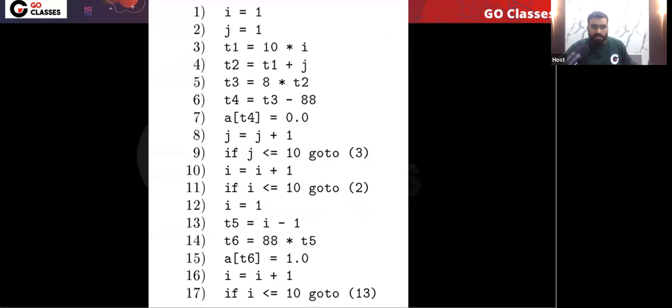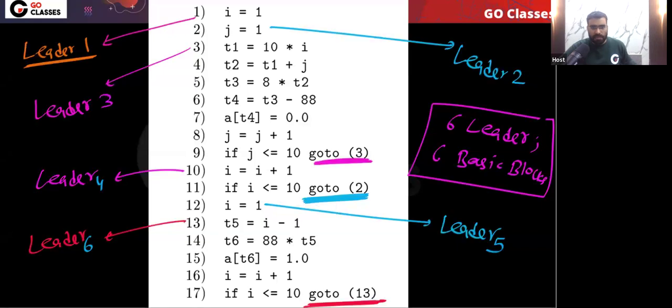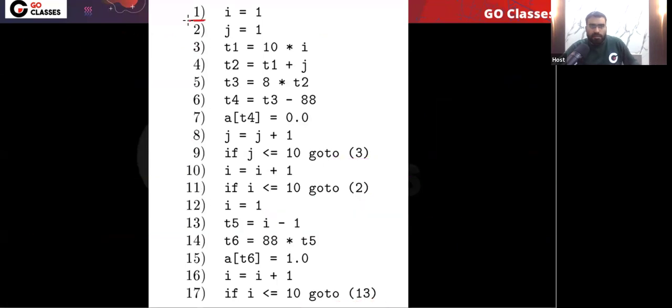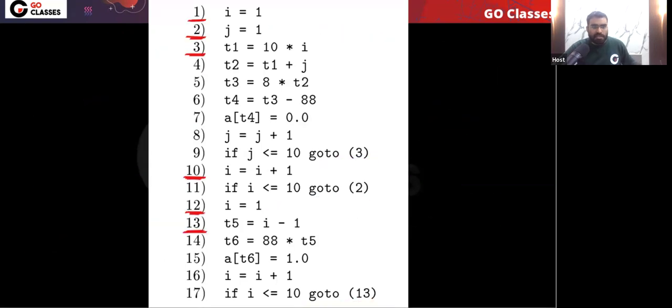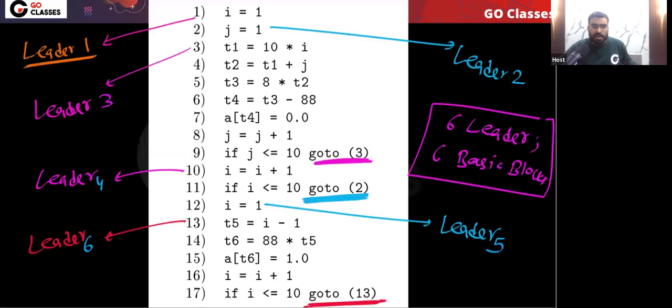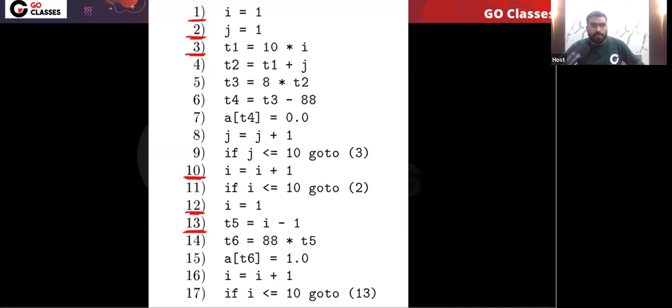Once you have found the leaders, you can see instruction numbers 1, 2, 3, then 10, 12, 13 are the leaders. Remember, total 6 leaders are there. Instruction number 1, 2, 3 are the leaders, and then 10, 12, 13.